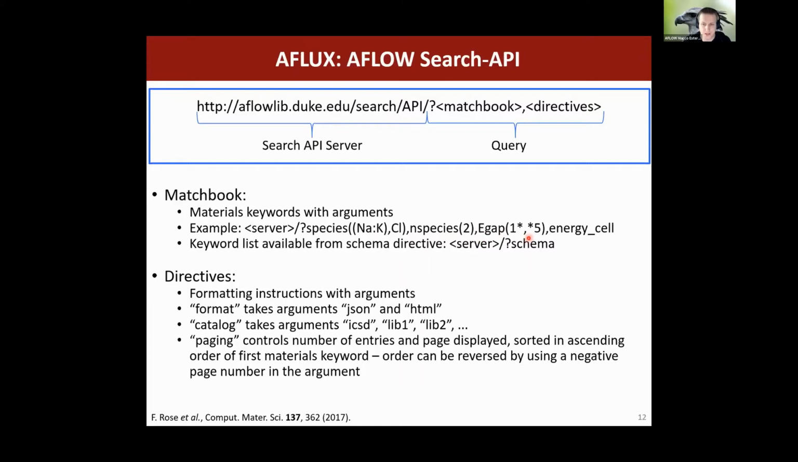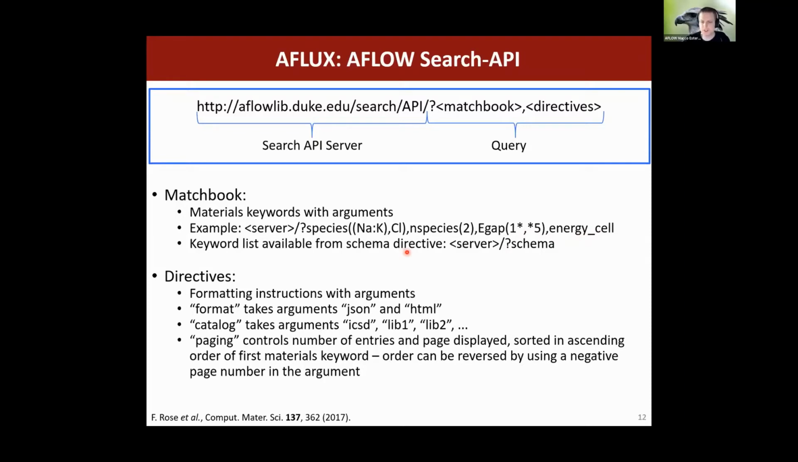EGAP is the band gap, and here we see what the loose operator does. It essentially says that we need a band gap between 1 eV and 5 eV. That's what we want. So we're looking for insulators here. Energy cell has no limits, but it's going to be output as well. So we're looking for sodium or potassium chloride with a band gap between 1 and 5 eV, and we're looking for the energy of the calculation per cell.